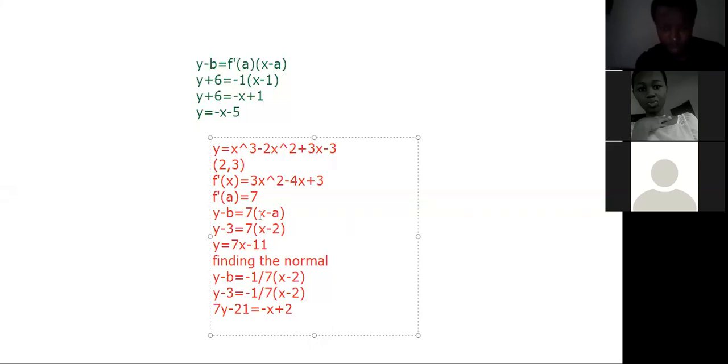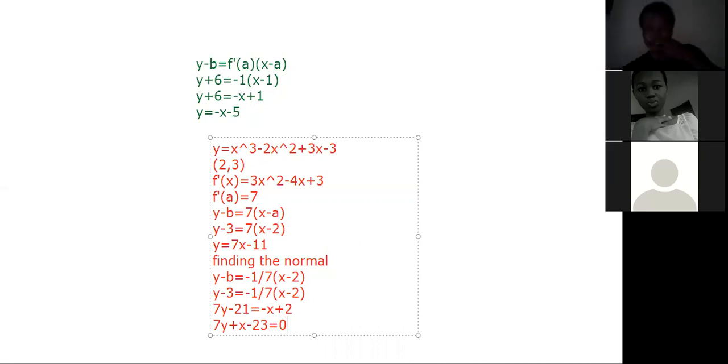So we can just decide to bring the x and write a straight equation and equate it to 0. It's still an equation. So you can get 7y plus x minus 23 is equal to 0. So this is what I'm going to get.